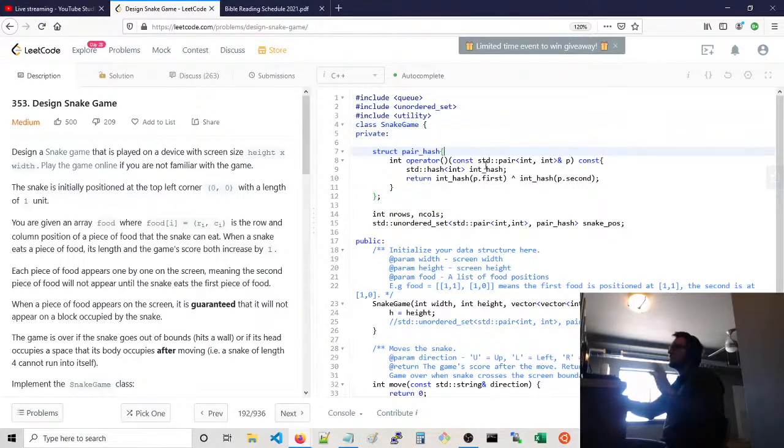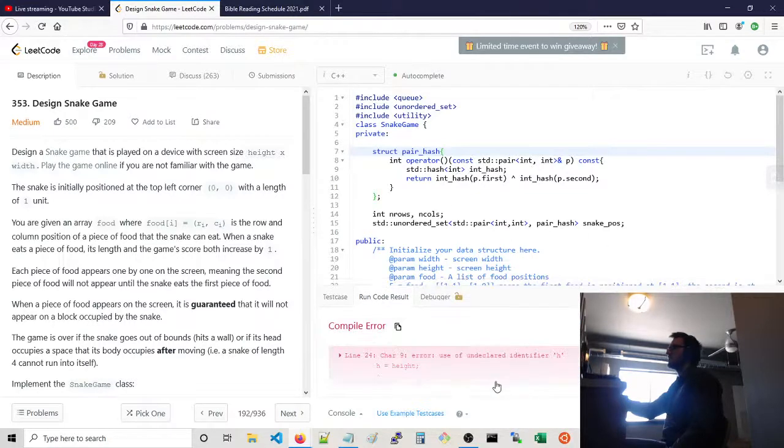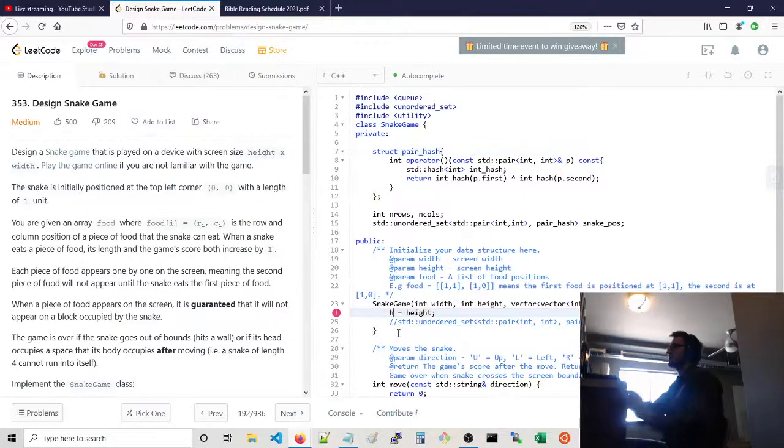But anyway, that's neither here nor there. Let's see. Okay, so this does compile, which is kind of neat.